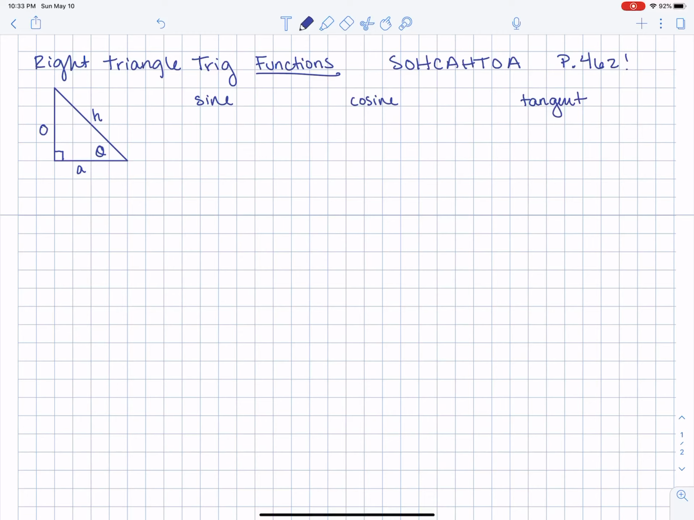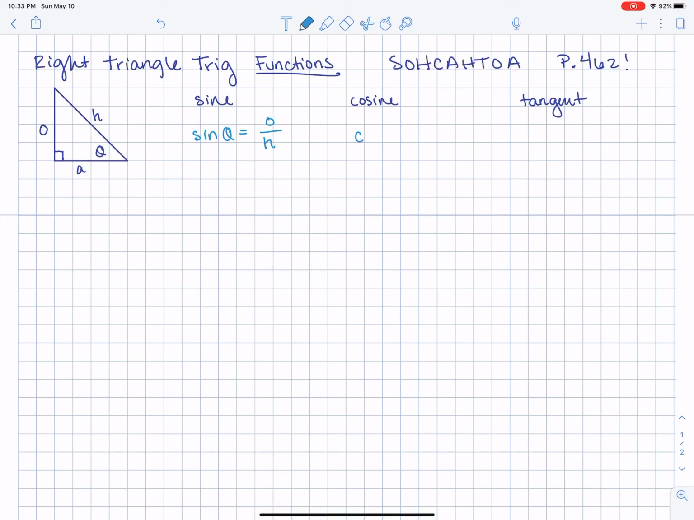Now, we don't use all of these words. We kind of abbreviate them. I'll write the abbreviation in lighter blue. So for us, we talk about sine as S-I-N, so sine theta. And sine theta is the relationship of your opposite side over your hypotenuse, so O over H.